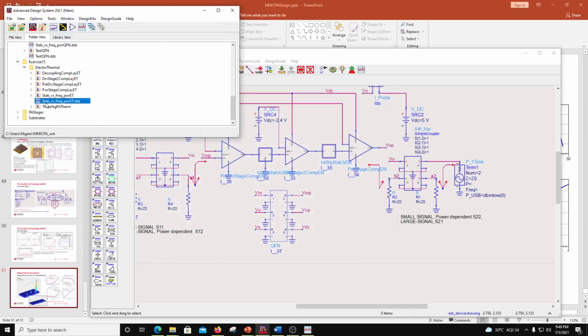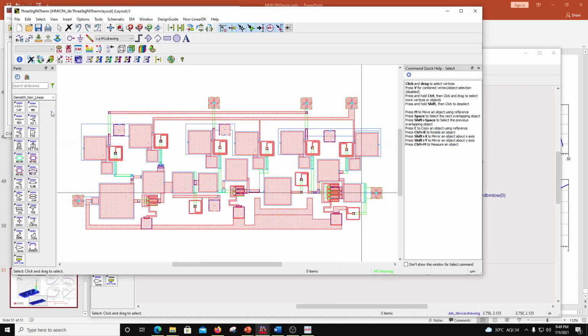Hang on a second. Yeah, but I want to look at the thermal view of it.